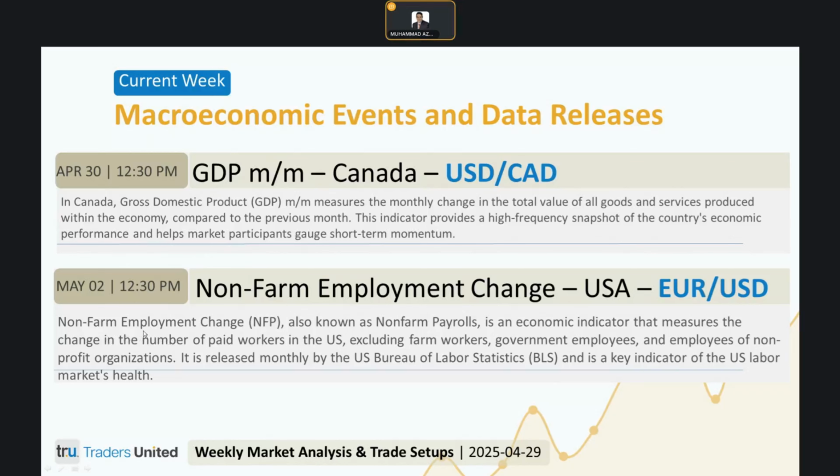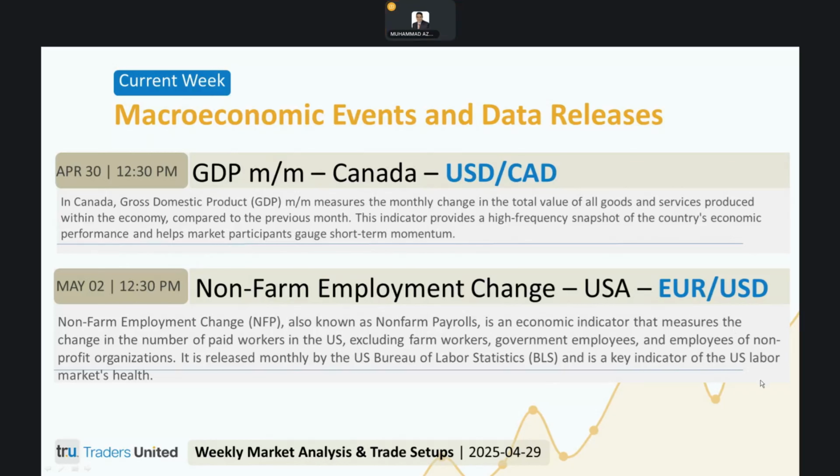The non-farm employment change, NFP, also known as the non-farm payroll data report, is an economic indicator that measures the change in the number of paid workers in the USA, excluding farm workers, government employees, and employees of non-profit organizations. Non-profit means the NGOs. It is released monthly by the US Bureau of Labor Statistics and is a key indicator of the US labor market's health.